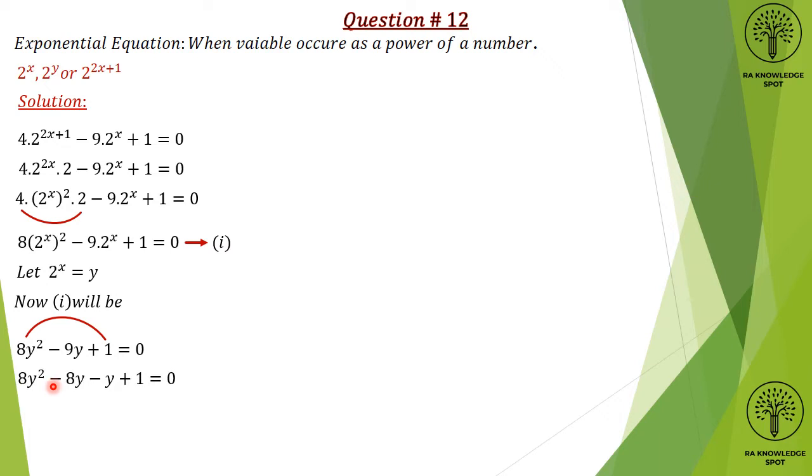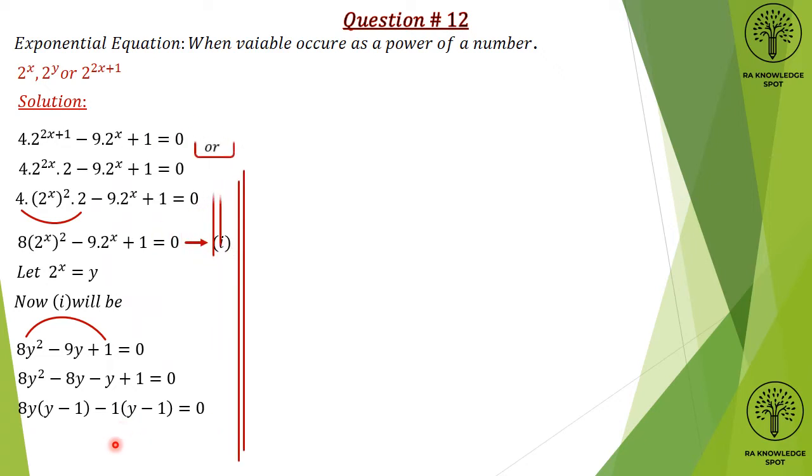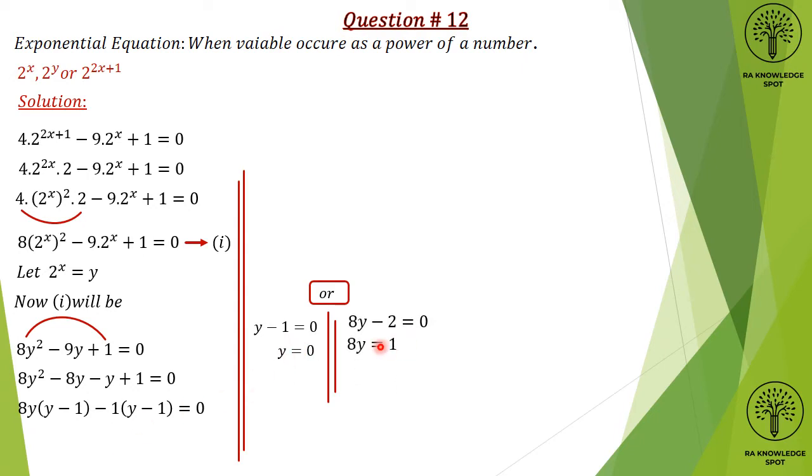So you can say this is minus 8y and minus y will give you minus 9, and when you multiply you will get 8. After taking 8y common, this is y minus 1, and now y minus 1 is common here. I'm just going to skip this, you have to solve it by yourself. Now this is y minus 1 and 8y minus 1. y minus 1 is equal to 0, and 8y minus 1 is equal to 0. Now you're getting the value, that is 1, and you just tell me what is the value of y.